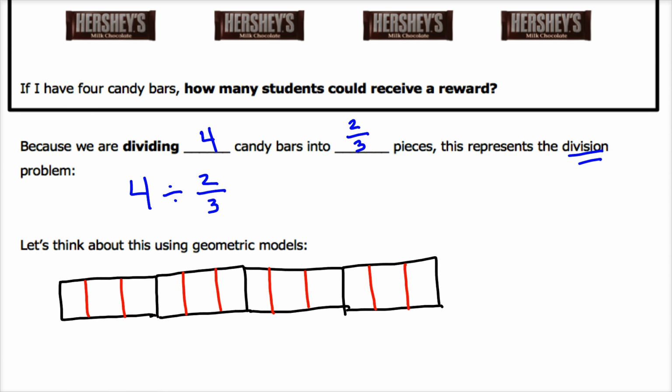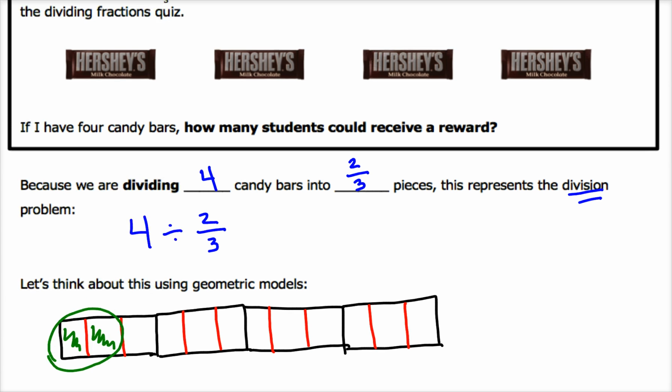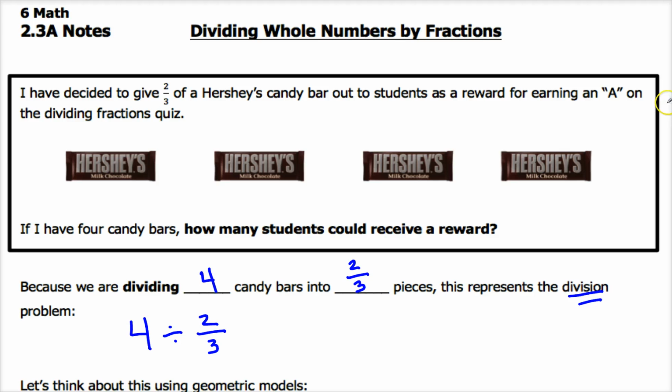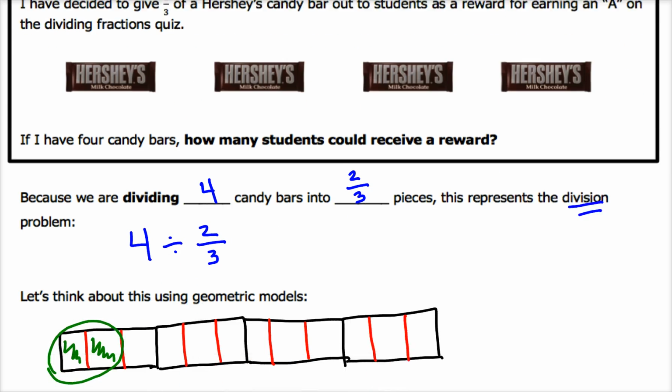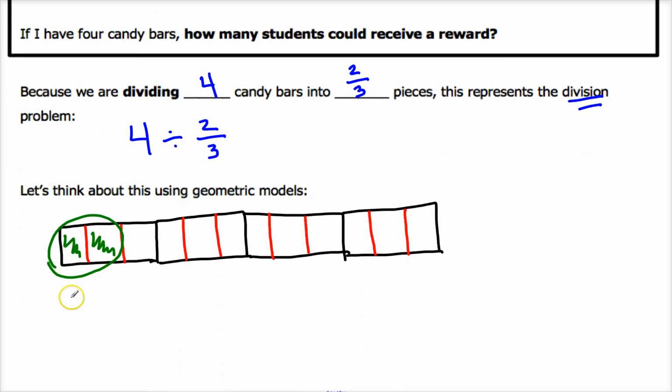Now let's think about what 2/3 would look like. 2/3 of one Hershey bar would look like this. There's 1/3, and there's 2/3. So this little group right here represents 2/3 of a Hershey bar. According to my problem, each student who gets an A gets 2/3 of a Hershey bar. So this little part that I've circled right here goes to one student.